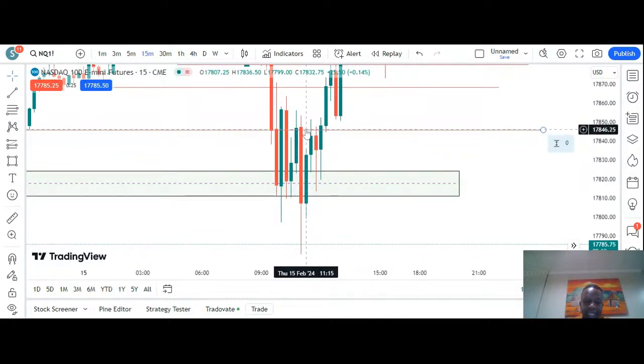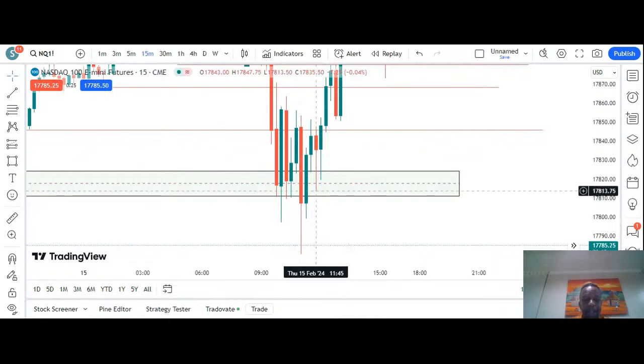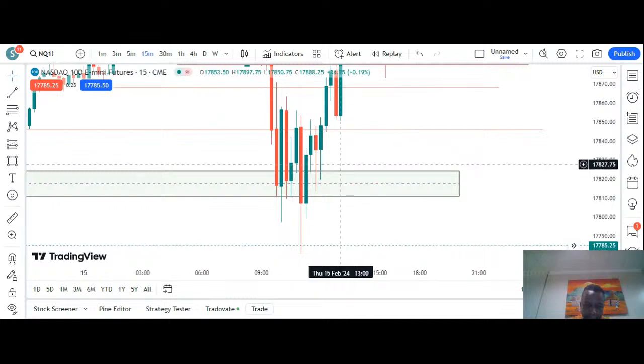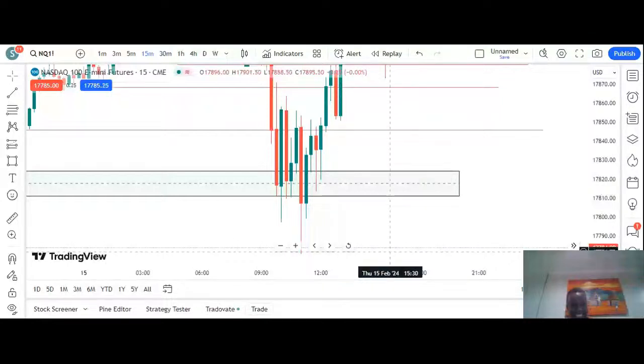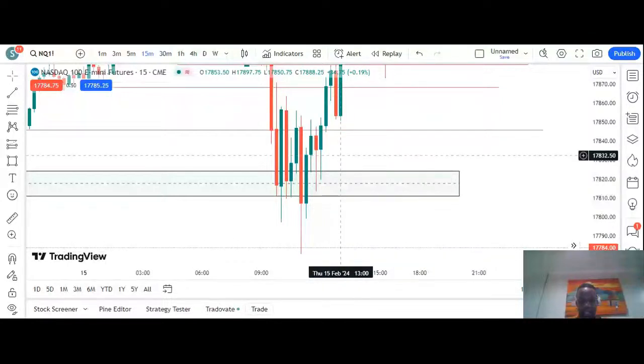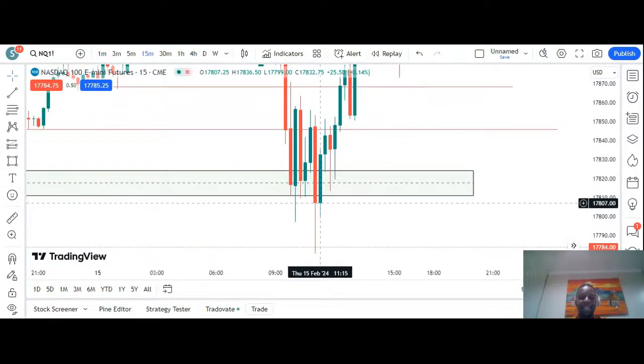Of course, we did come and spike this level at around 11 and then quickly went back into the range. But predominantly, look at what the candles were doing. They were failing to close the gap, right? This is a bullish sign. This is another sign that tells you that, okay, price might be ready to start moving to the opposite direction.